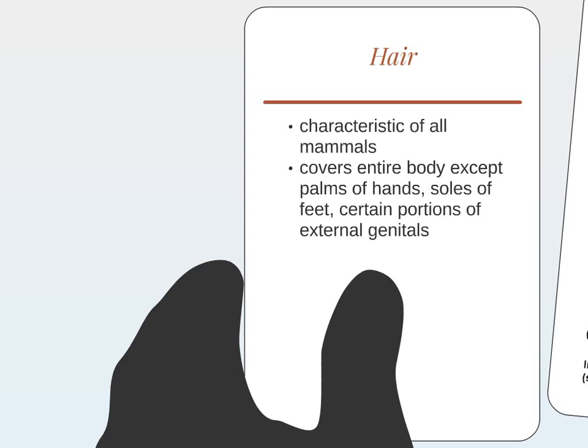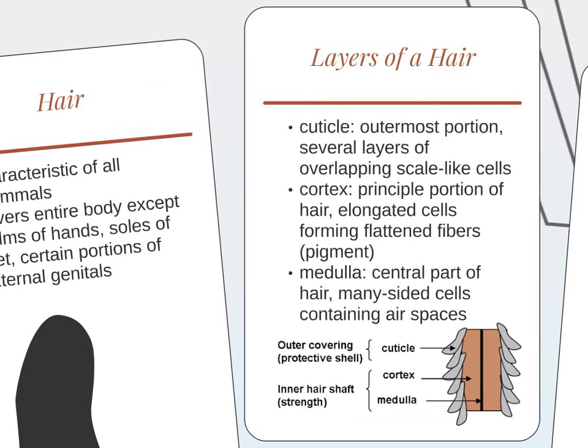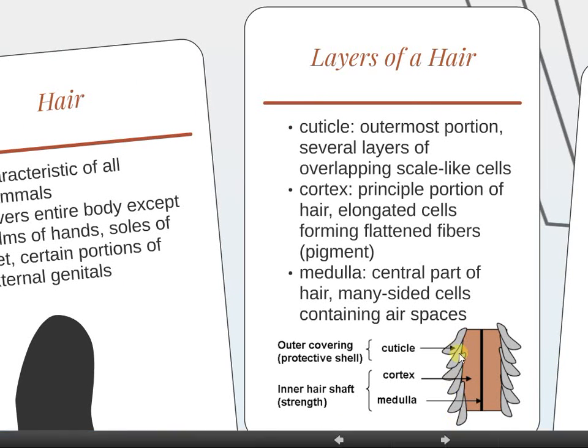So pause here if you need to make note of this. You don't have to write everything word for word. You can write down the information that you need. So pause here if you need to, and then when you're ready, come back. Each hair has 3 layers. You can see in this diagram down here the 3 layers of each individual hair.